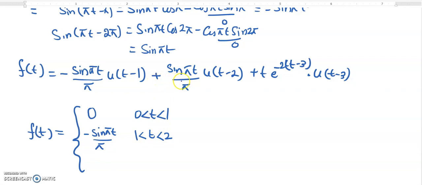And for values of t between 2 and 3, this is 1, so minus sine pi t over pi, and this is 1, so plus sine pi t over pi. Minus sine pi t over pi and plus sine pi t over pi will cancel out, so it will be 0. And for values of t greater than 3, they will cancel because these unit steps will be 1, so the only thing remaining will be t minus 3. Here it should also be t minus 3, not t.